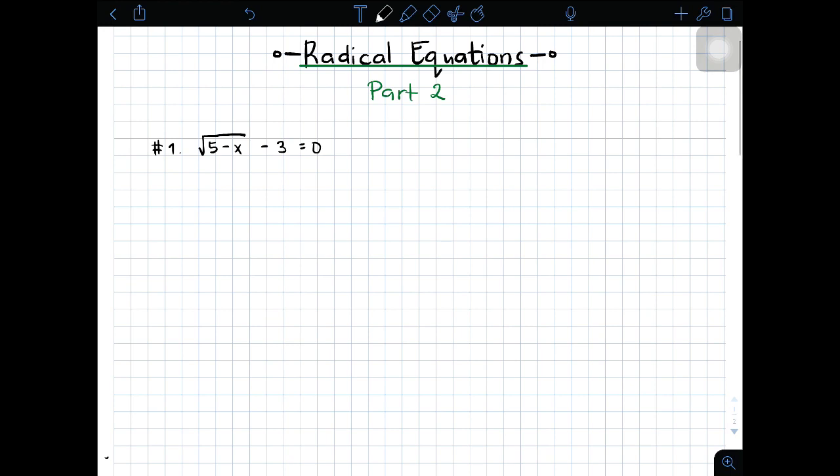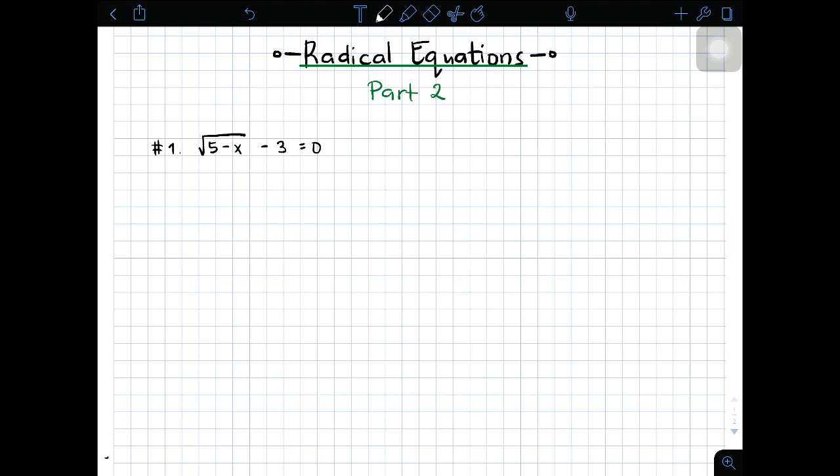In number 1, we are given the problem, the square root of 5 minus x, minus 3, is equal to 0. So the problem here is that we have the radical sign. So how are we going to solve if the equation has the radical sign? First thing you need to do is to eliminate the radical sign. How? The first step is you need to isolate the radical from those terms without radical sign.